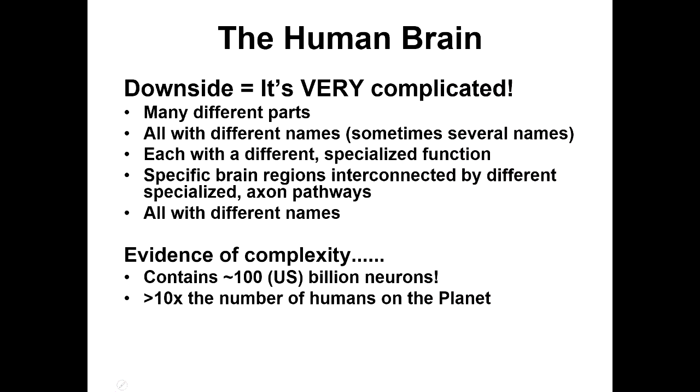I do have to tell you with some regret, however, that there are some downsides to learning about the human brain. And the downside is that the brain is very, very complicated. It's very complicated indeed. One of the reasons for that is that the brain has many different parts. It's not like the liver in that respect.